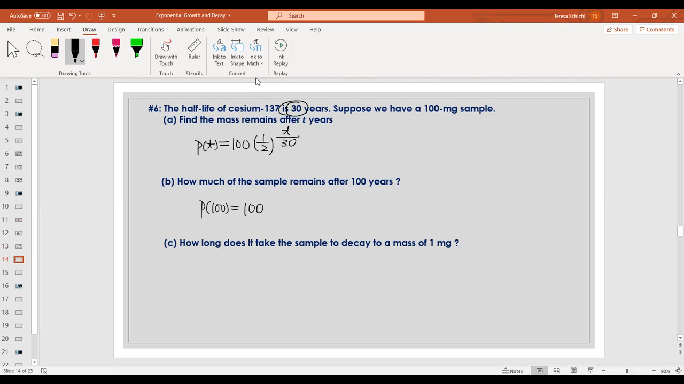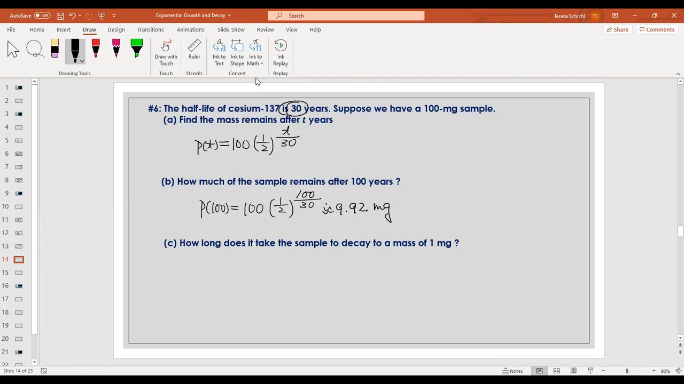So this is 1/2, and the exponent is 100 over 30. Then you put it into your calculator and you will get about 9.92 milligrams left here. Okay. Part C, how long does it take the sample to decay to a mass of 1 milligram?